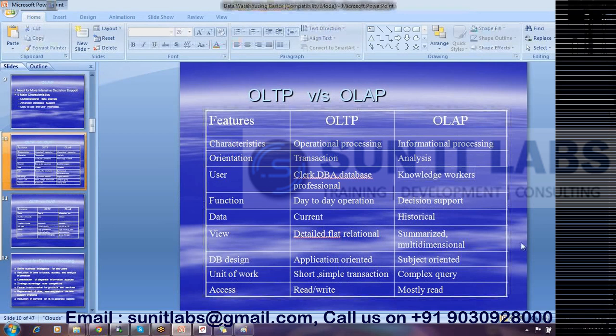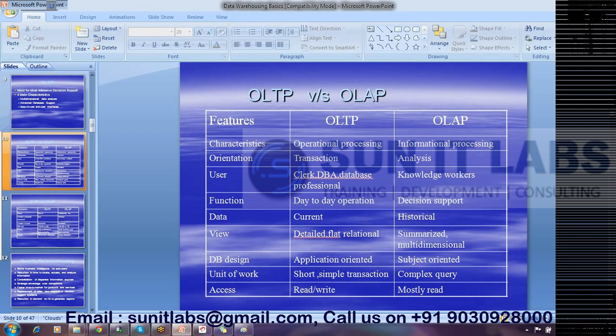For what reason are they going to use it? In order to identify the profits, the revenues, the growth from year to year. All those things will be used by your OLAP operations. So when it comes to function-wise, OLTP systems, as we discussed, are used for day-to-day operations, and OLAP is used for decision support, right?